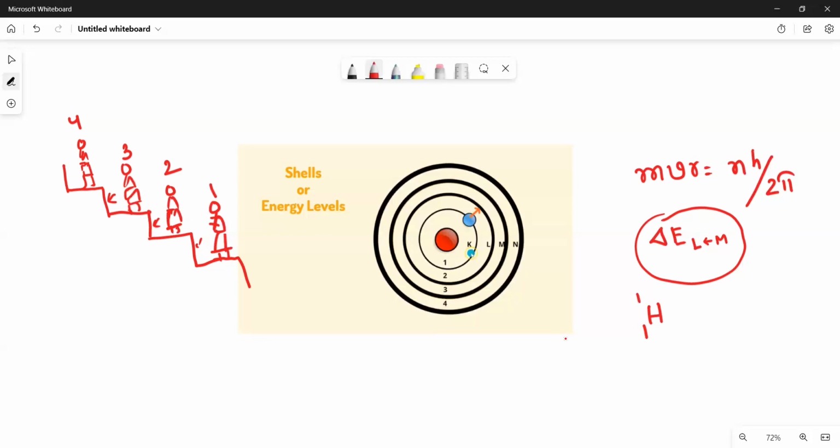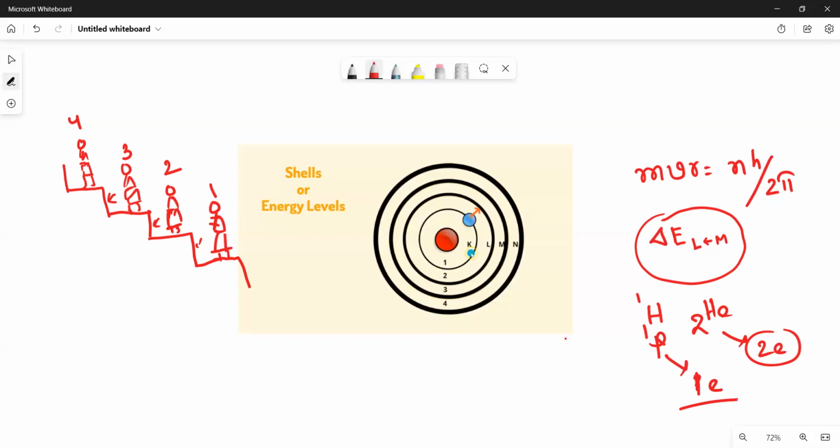And we all know that elements are neutral, so the protons must be complemented by a similar number of electrons. Otherwise, it will be ionic. So if we have two protons, like helium, correspondingly there must be two electrons also. In case of hydrogen, one proton, so it must have one electron, right?